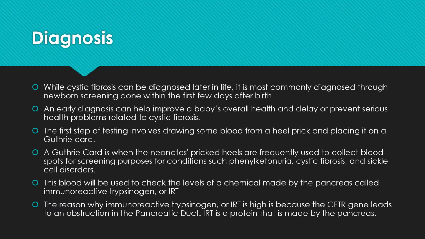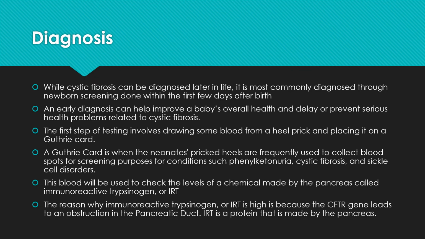The first step of testing involves drawing blood from a heel prick and placing it on a Guthrie card. A Guthrie card is when the neonate's pricked heels are frequently used to collect blood spots for screening purposes for conditions such as phenylketonuria, cystic fibrosis, and sickle cell disorders.